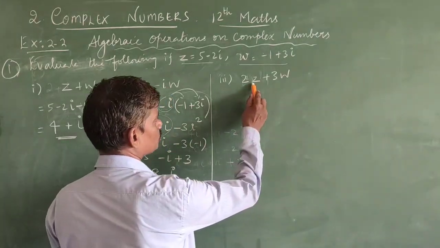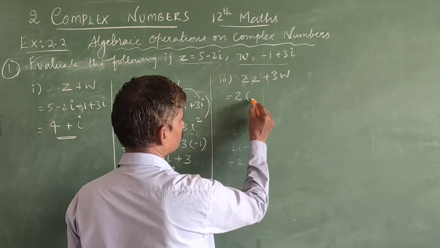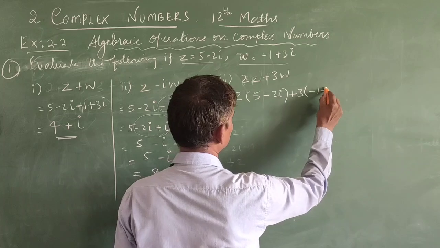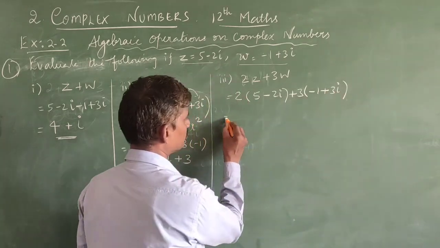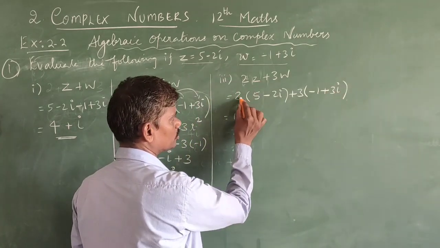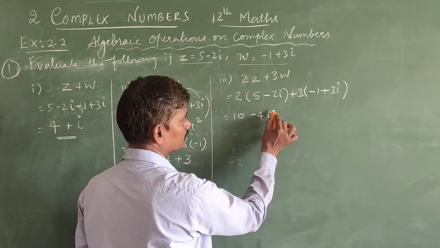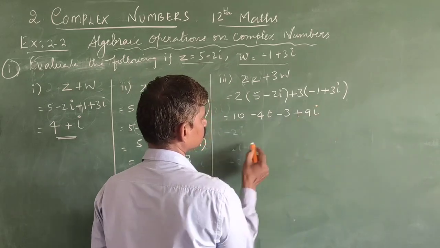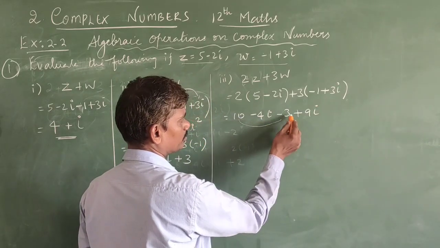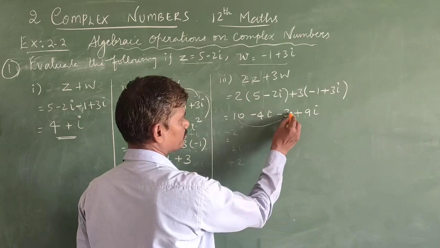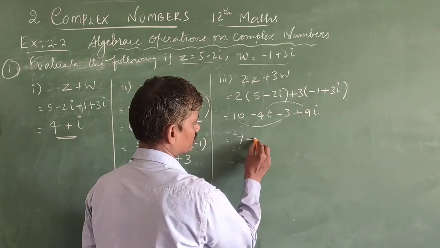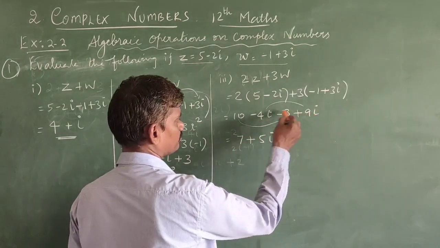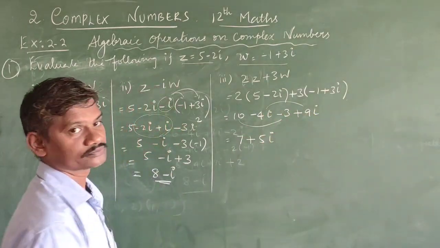Next comes 2z plus 3w. That is 2 into z, which is 5 minus 2i, and 3 into w, which is minus 1 plus 3i. So let us multiply. 2 into 5 gives 10. 2 into minus 2i is minus 4i. 3 into minus 1 is minus 3. 3 into 3i is 9i. Now add real with real, and imaginary with imaginary. 10 minus 3 is 7, and minus 4i plus 9i gives plus 5i. So the answer is 7 plus 5i. Thank you.